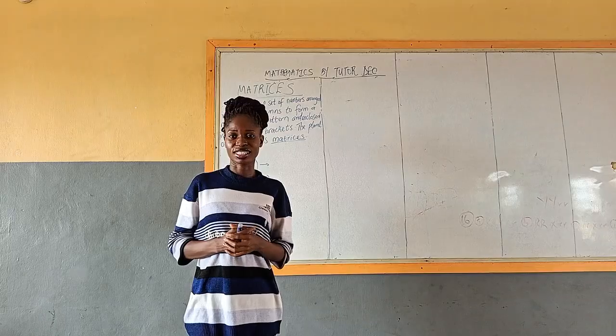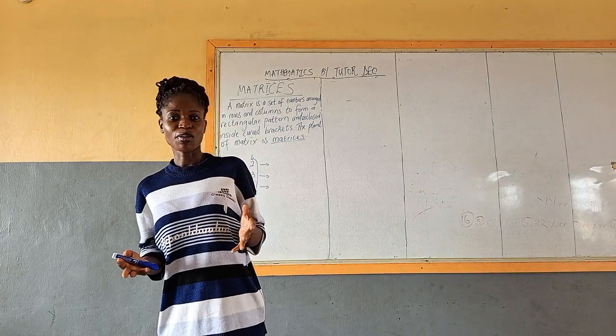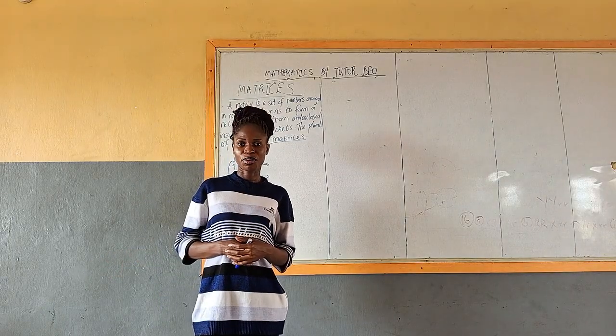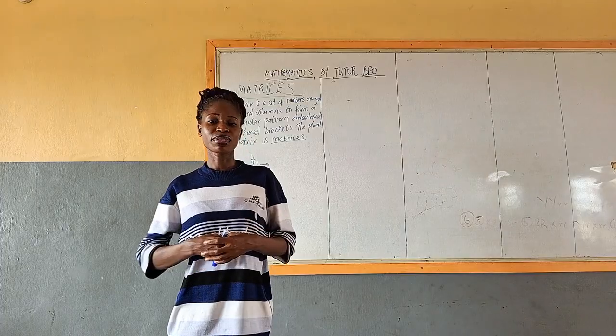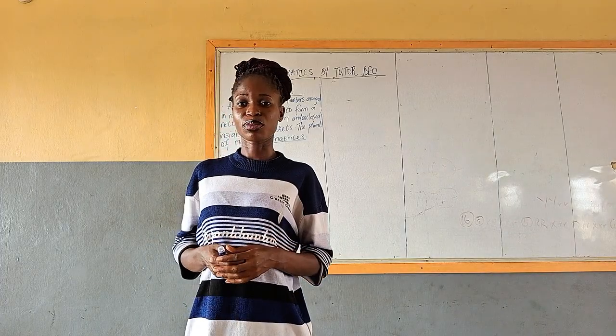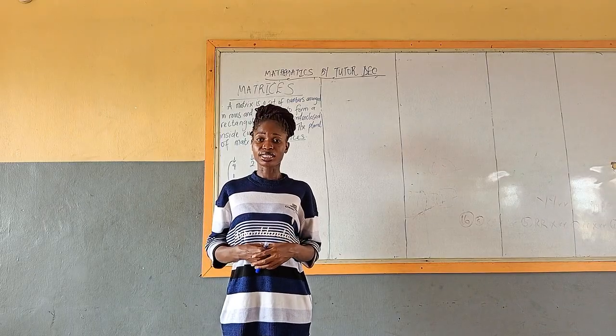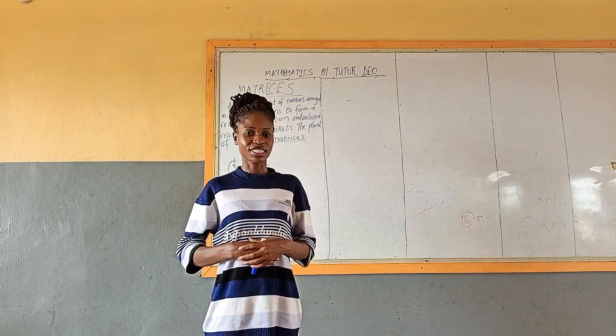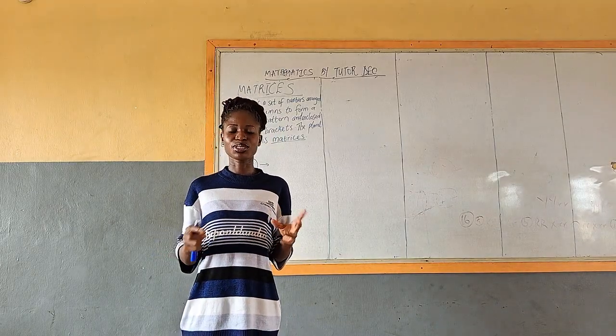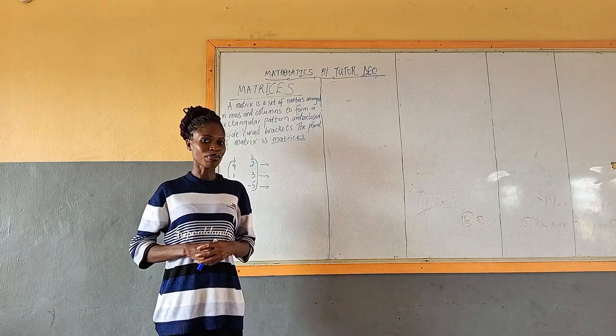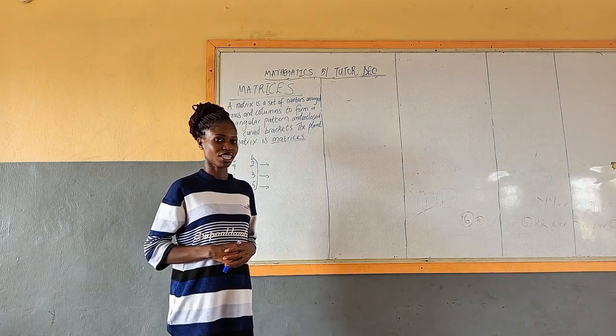What are matrices? Where did that word matrix come from? Well, that word matrix comes from a Latin word which means womb or priming system of determinants. So with that, we should have an idea of what matrix is all about.